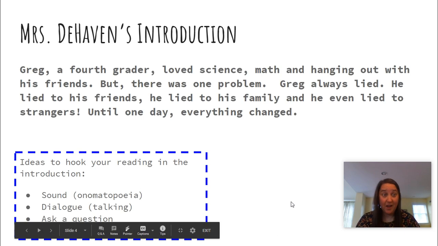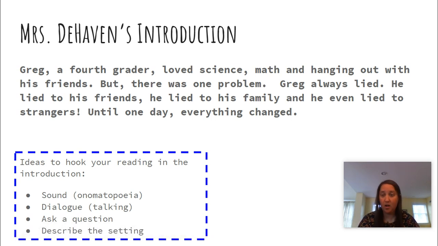So what I did is I came up with my own introduction, and I'll show you what that looks like in the graphic organizer in a second. In this blue box here in the corner, I also included the ideas for you to hook your reader: the sound word, the dialogue, asking a question, describing the setting. So here's my introduction. Greg, a fourth grader, loved science, math, and hanging out with his friends. But there was one problem. Greg always lied. He lied to his friends, he lied to his family, and he even lied to strangers. Until one day, everything changed.